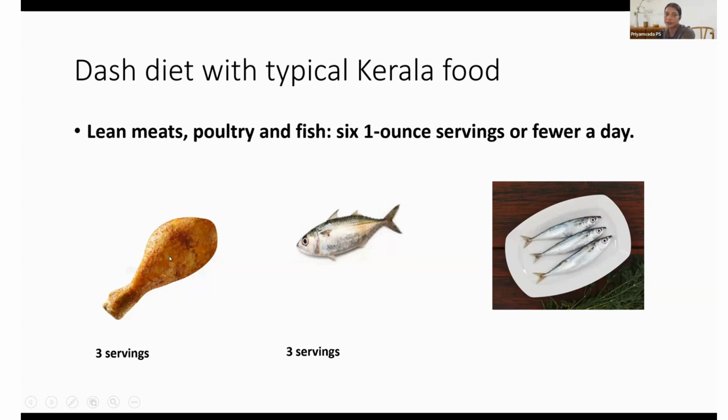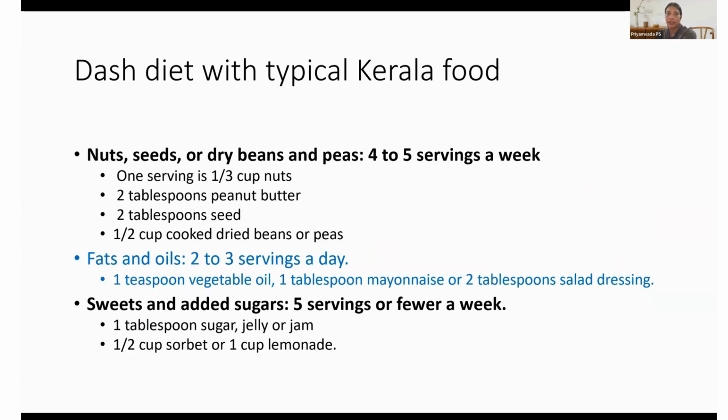1 chicken leg is going to be considered as 3 servings, 1 ayala fish is going to be around 3 servings, and 3 or 4 matti is probably going to be another 3 servings. So the emphasis is, most of the time, in Kerala, probably we might be taking around 50 grams of protein, especially if the person is a non-vegetarian. But the emphasis is to be given on the lean meat or fish, plus reduction in the carbohydrate calories. And again, nuts and these are things that need to be taken 4 to 5 servings in a week.